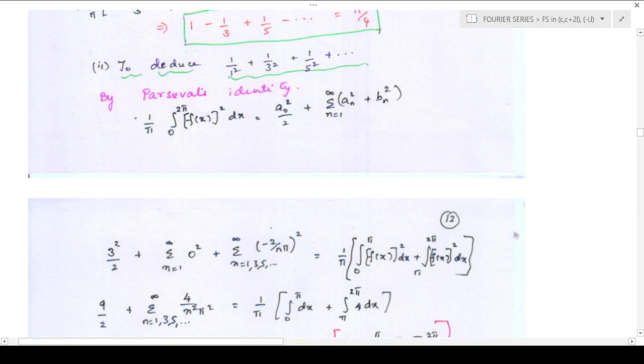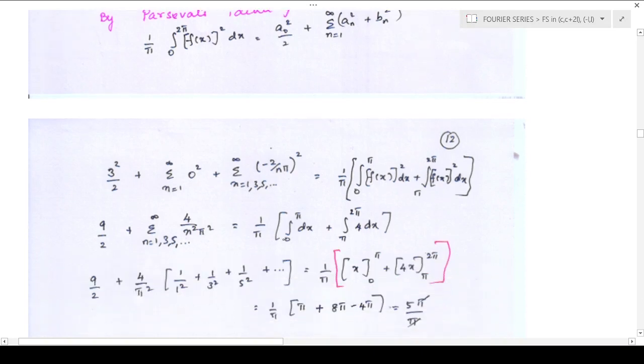Then here, the left hand side, you have to split it between 0 to pi and pi to 2 pi. 0 to pi, it is 1 square. Pi to 2 pi, f of x is 2. So it is f of x the whole square will be 2 square, 4. You are integrating the integral dx. It is x. You are applying upper limit minus lower limit. You are getting it to be 5.